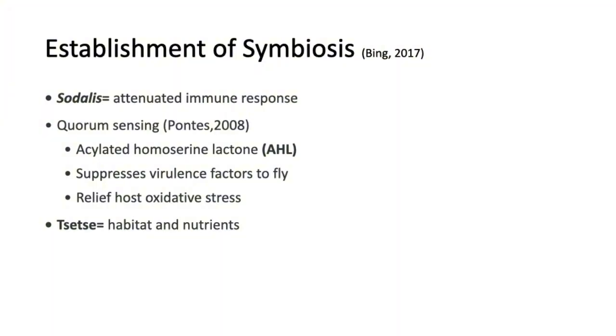When it does reach its threshold and there's enough signal, it is going to help the bacteria form a biofilm, and this will help it to suppress virulence factors to the fly and relieve host oxidative stress. So this is what Sodalis gives forth. This is its currency exchange in its system. And the tsetse fly, as we understand with most hosts, is going to provide a habitat and nutrients to the Sodalis.